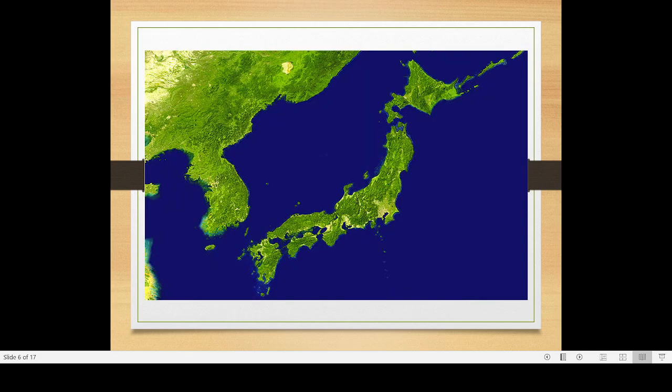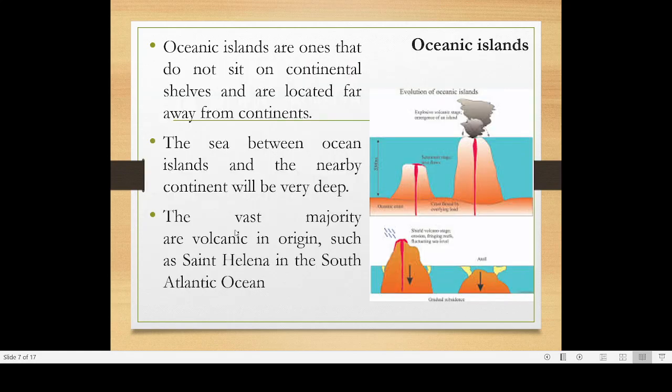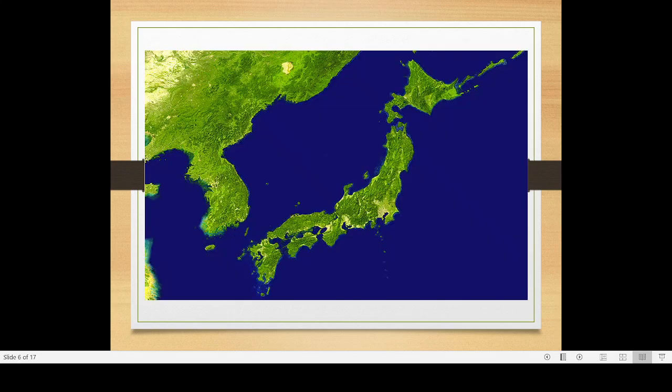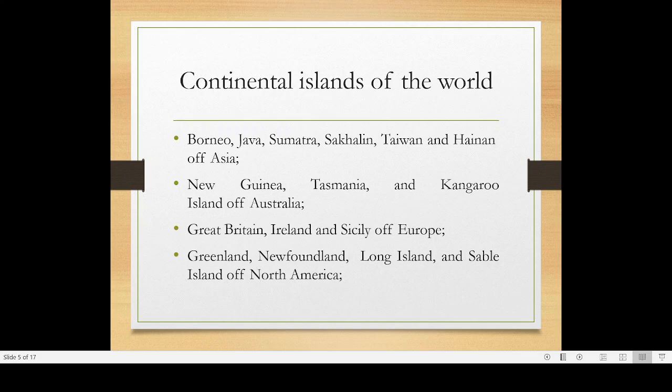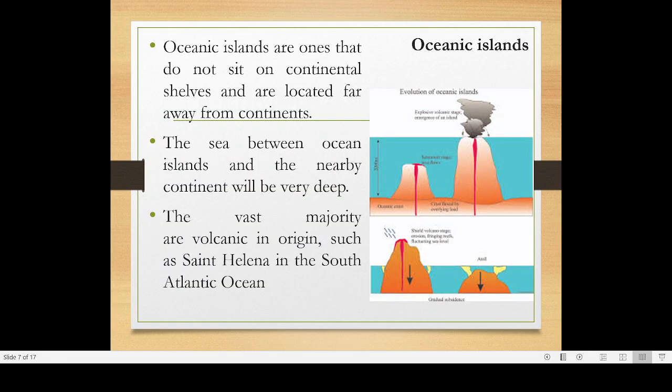This is Japan. Here you can find many major islands. So these are some of the features of a continental island. Going through the continental island, you should know what a continental island is and why it is known as a continental island. Now the next island type is the oceanic island.